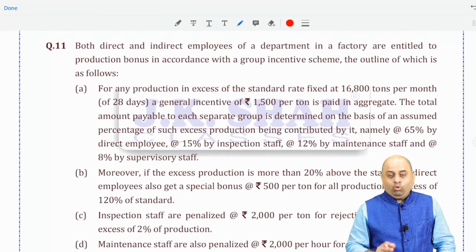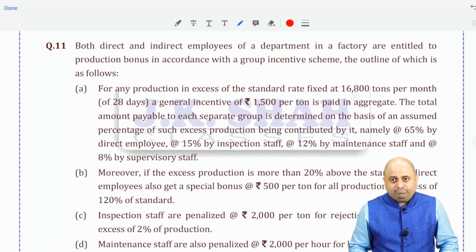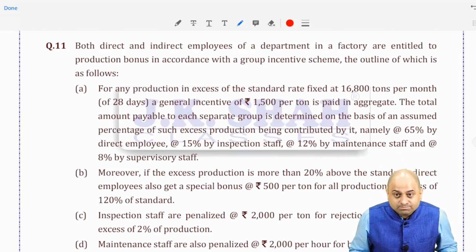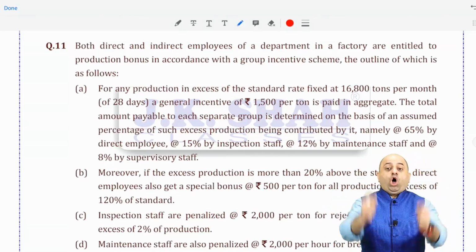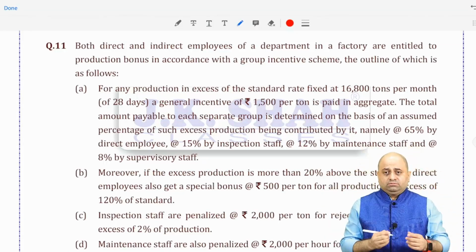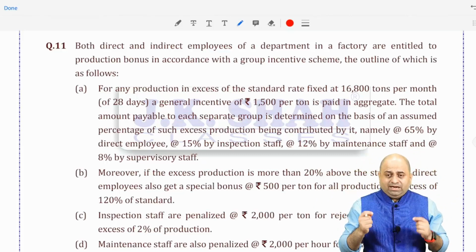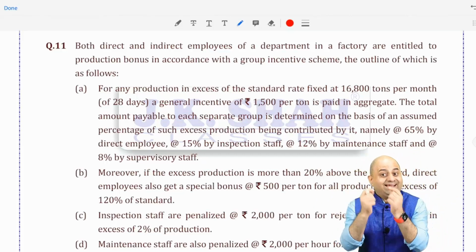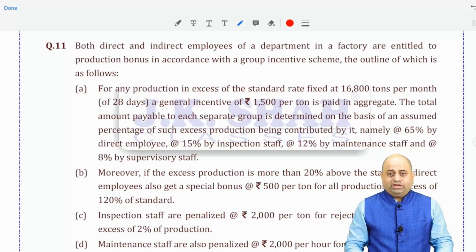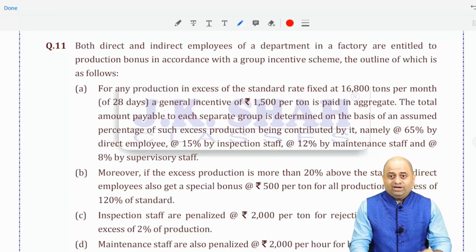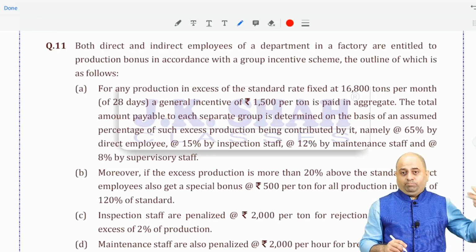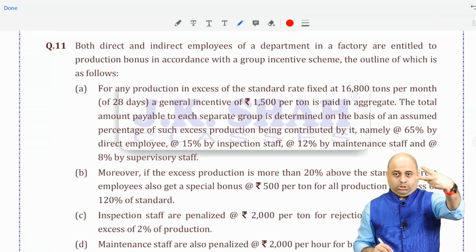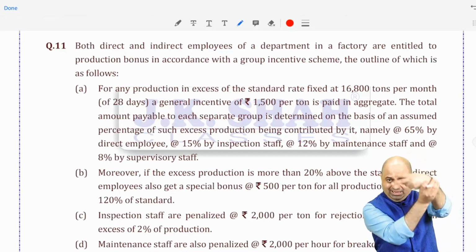And the moment you look at the question, you would realize a very simple question, provided you remember the basics. First part talks about the bonus to all the 4 categories of workers, but then you have to understand bonus is on excess production. Excess production can only be calculated when you compare standard production and actual production.